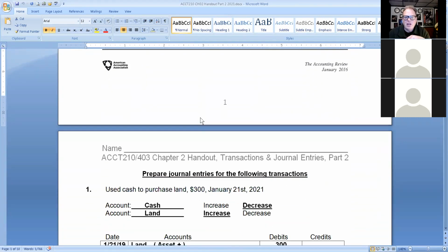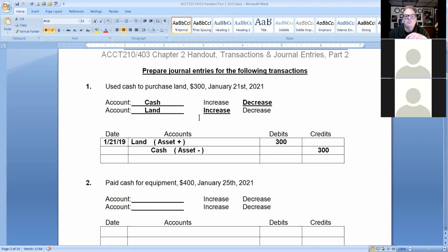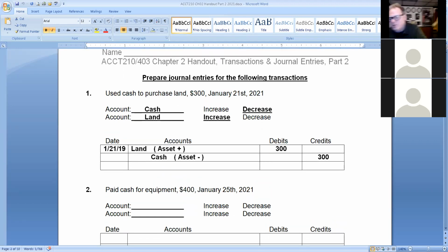All right, so coming down here to page 2, and on page 2, I'm going to move this. Okay, on page 2, you'll notice this transaction. I think this is the same transaction we had for the first one, 1A, I think. Use cash to purchase land, $300. And so here are the accounts that we needed. We need cash. We need land. The cash went down and the land went up.